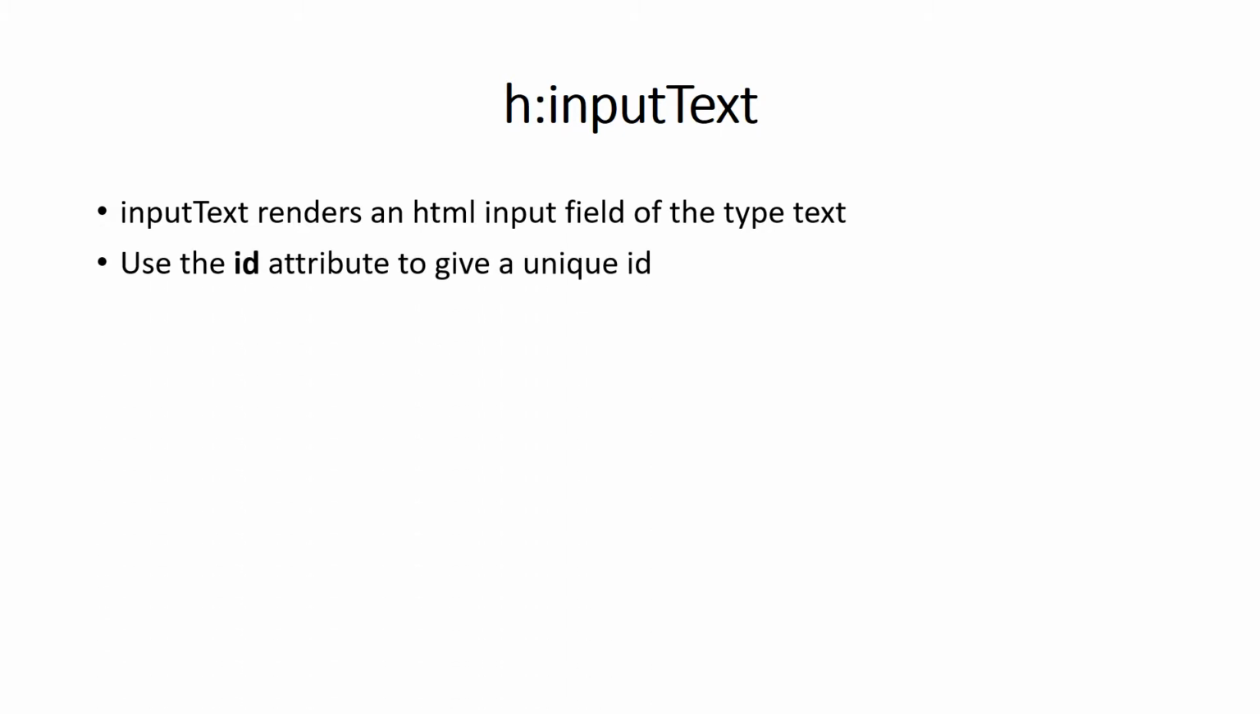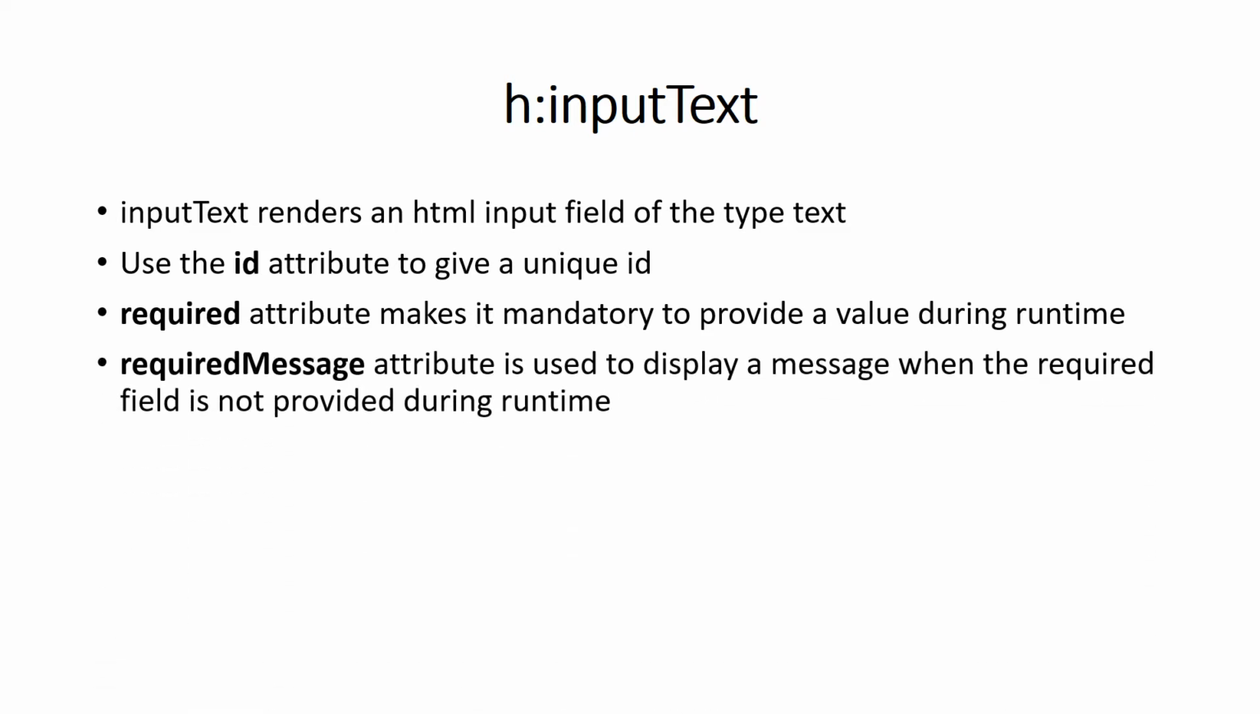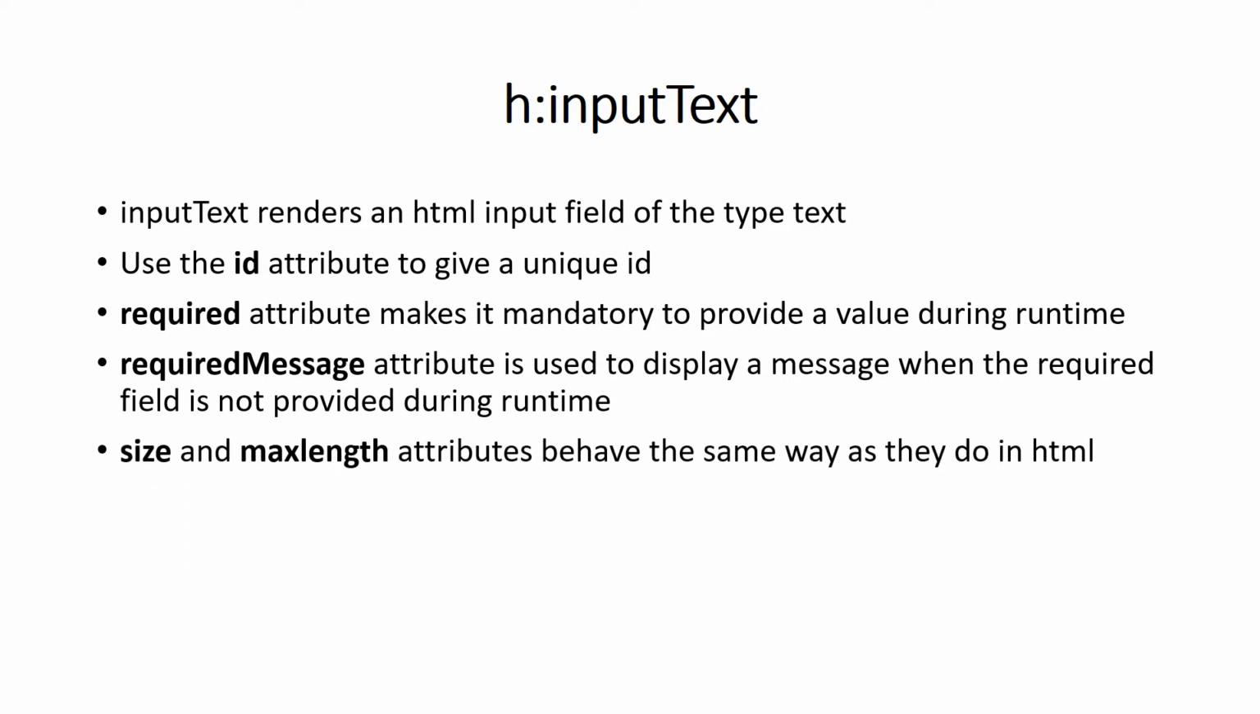The ID attribute is used to give a unique ID. Required attribute makes it mandatory to provide a value during runtime. Required message attribute is used to display a message when the required field is not given during runtime. Size and max length attributes behave the same way as they do in HTML.